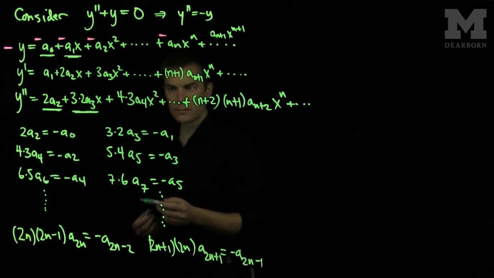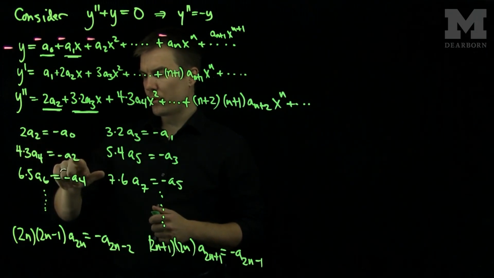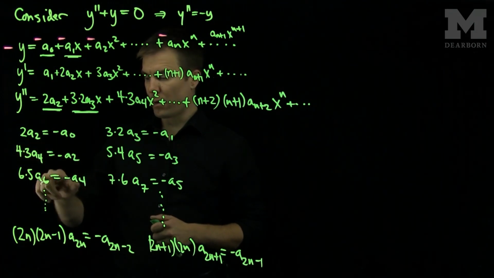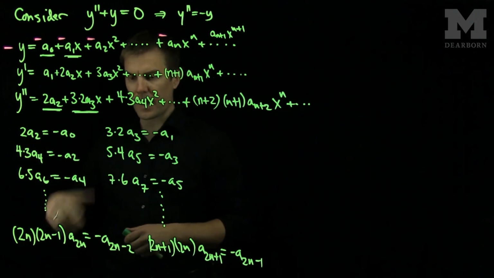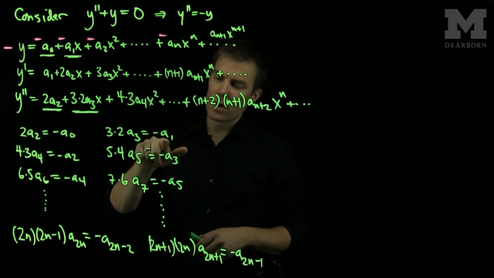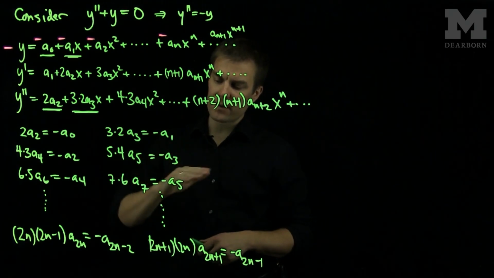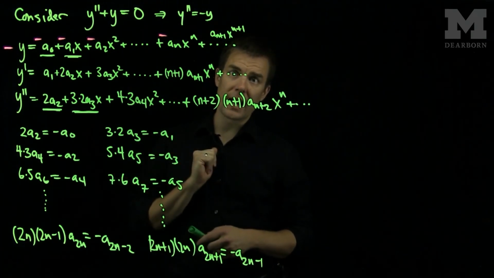So, if we know a0, we know a2. If we know a2, we know a4. If we know a4, we know a6. If we know a6, we know a8, and so on. So if we know a0, we know all the even terms. If we know a1, we know a3. If we know a3, we know a5. If we know a5, we know a7. So if we know a1, we know all the odd terms.